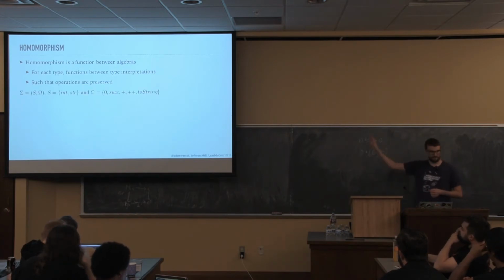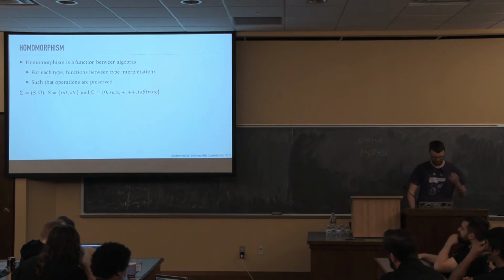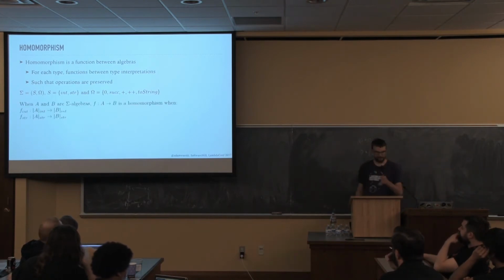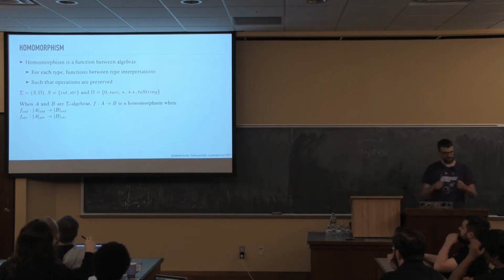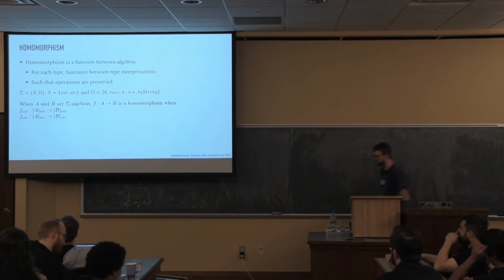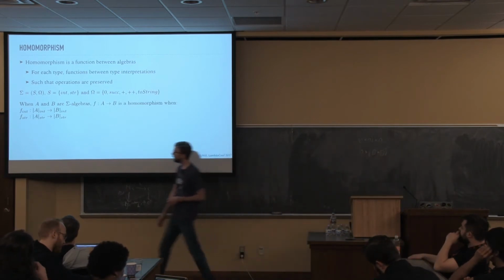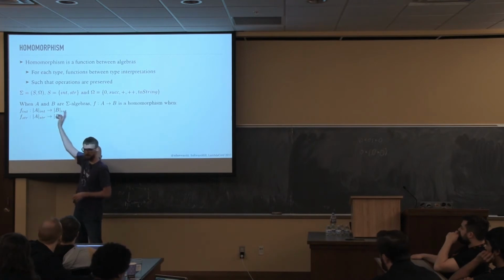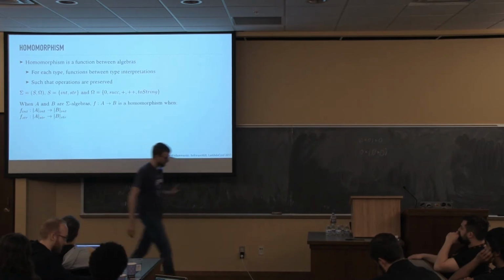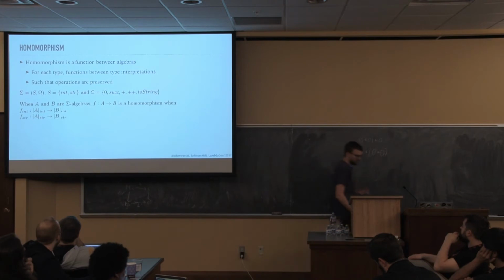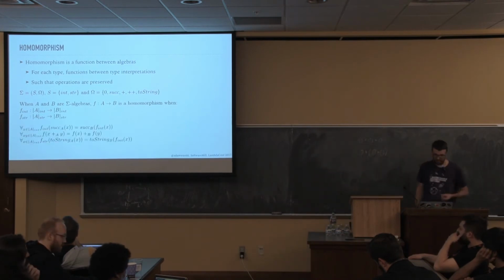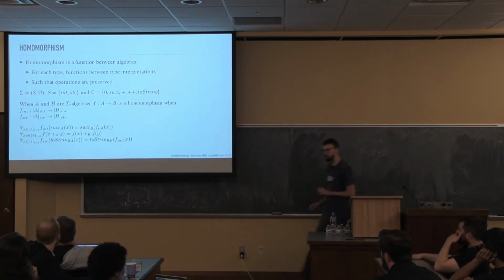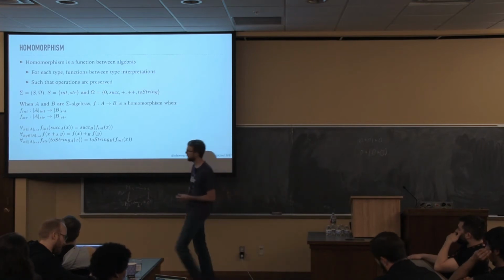So again, the same syntax, the same signature as before. And now we say that a function f from algebra A to B is a homomorphism between the algebras if we have a pair of functions. So we need to have a function between an interpretation for each of the types. That will be two functions in our case, because we have two types, such that the operations are preserved. So they are well behaved. What does it mean that operations are preserved?